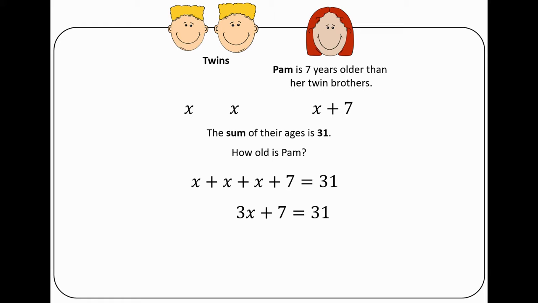Now I've formed a perfect linear equation. Now I need to solve for my X. Subtract 7 from both sides gives me 3X is equal to 24. Then divide by 3 on both sides, X is equal to 8. So that would mean Pam is, remember, always look at the question. It says, how old is Pam? Now we know the twin brothers are 8 years old. Pam is 7 years older than her twin brothers, so that would be X plus 7, or 8 plus 7, which is 15. Pam is 15 years old.